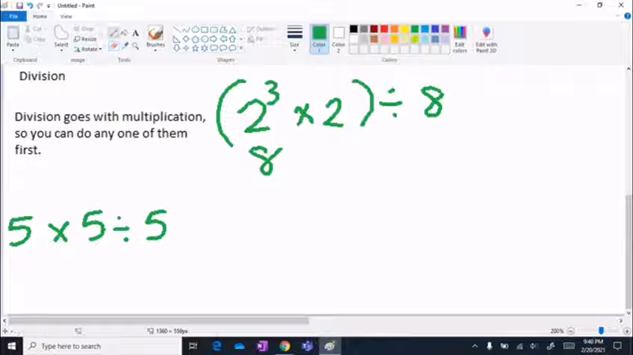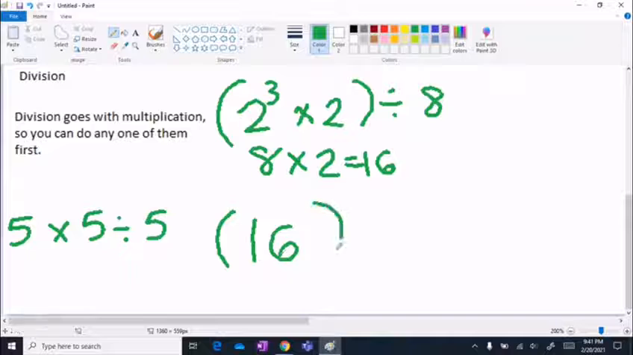Now we have, in the parentheses, we still have times 2. So we can just do 8 times 2. And if you don't know, it's 16. So in the parentheses, we have 16. And then we just have divided by 8. And like I said earlier, since 16 is its own number, we don't need to put parentheses around it anymore.